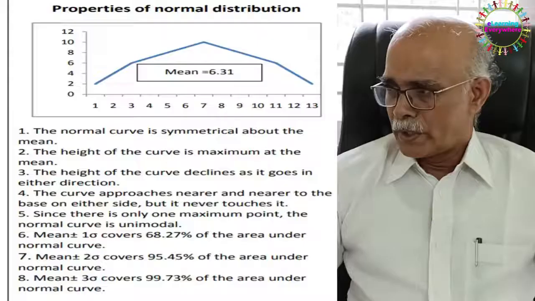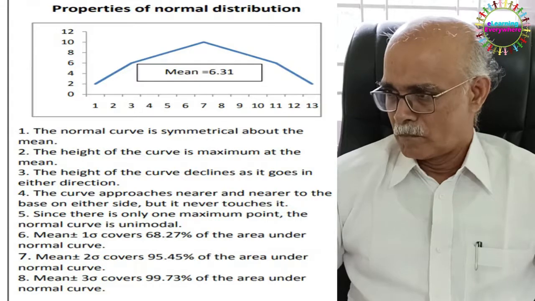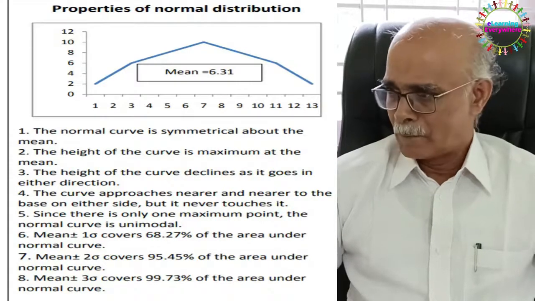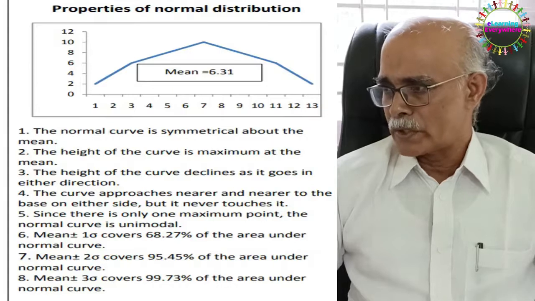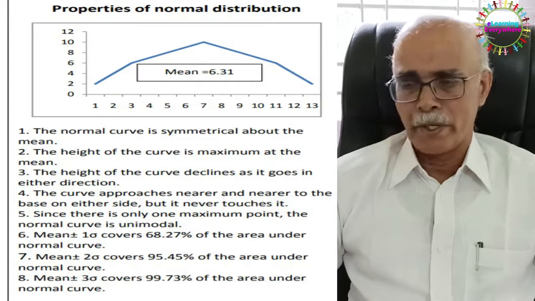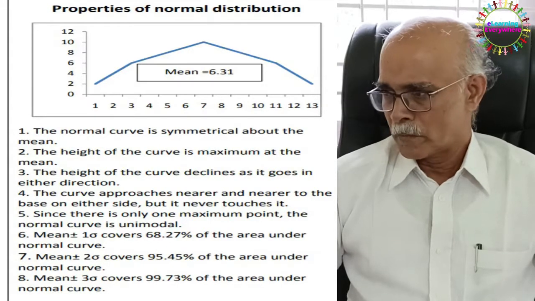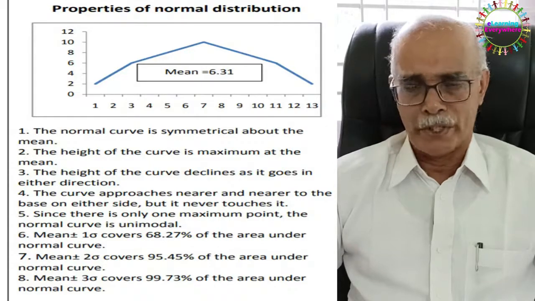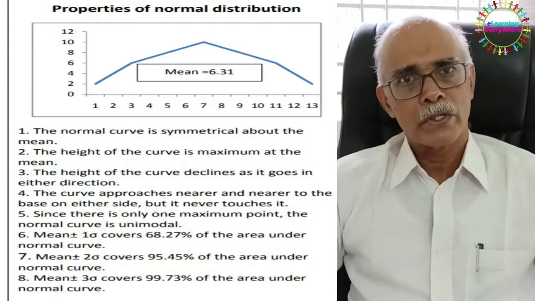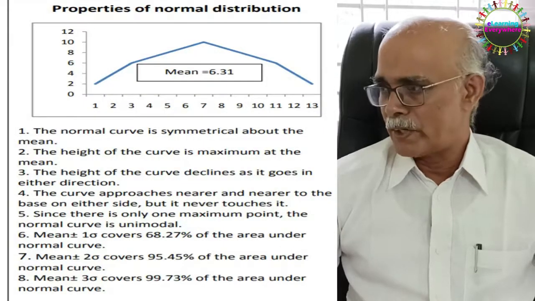So now we can see the properties of normal distribution. The normal distribution curve is symmetrical about the mean. The height of the curve is maximum at the mean. The height of the curve declines as it goes in either direction. The curve approaches nearer and nearer to the base on either side, but it never touches the base. Since there is only one maximum point, the normal curve is unimodal.